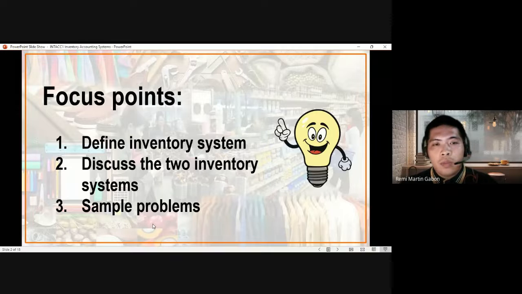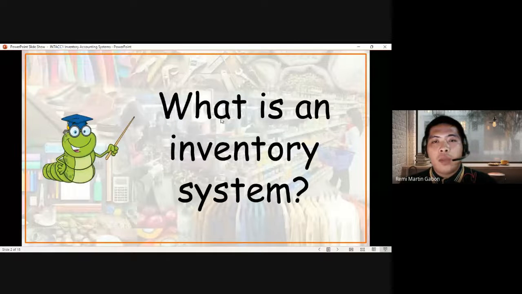Actually, we're going to compare the two inventory systems in journal entries. We're going to journalize specific transactions in a sample problem. But nonetheless, to start, what is an inventory system?